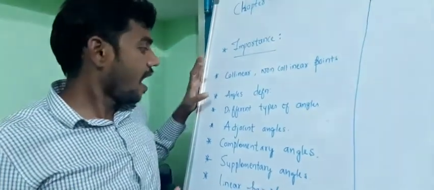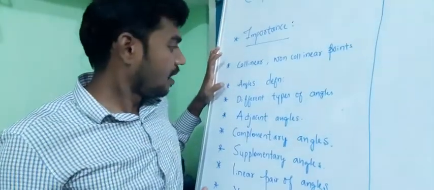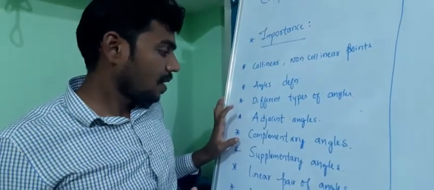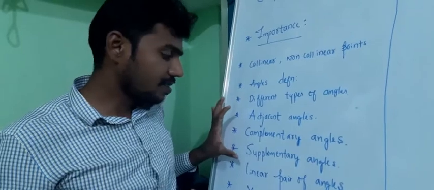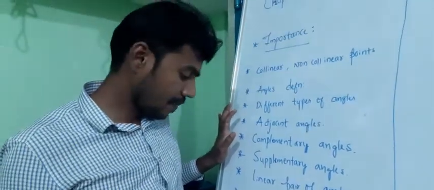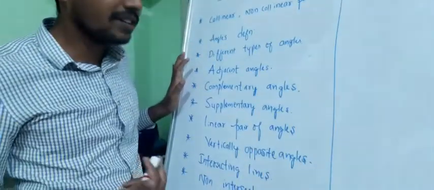Next, angles definition, different types of angles, adjacent angles, complementary angles, supplementary angles, linear pair of angles, and vertically opposite angles, intersecting lines, non-intersecting lines. So first we'll start with importance.